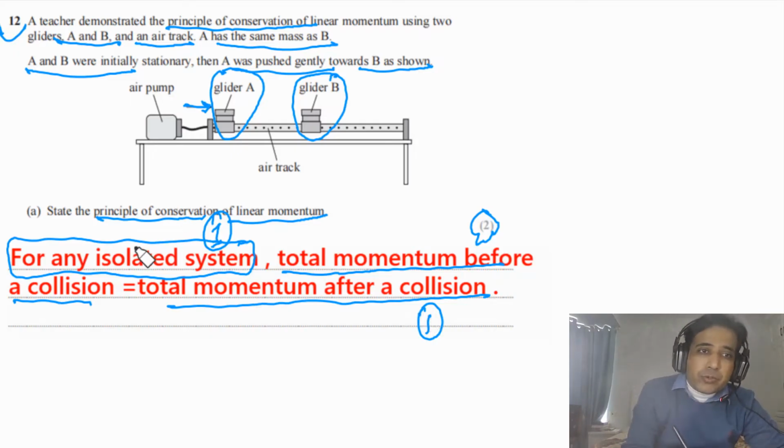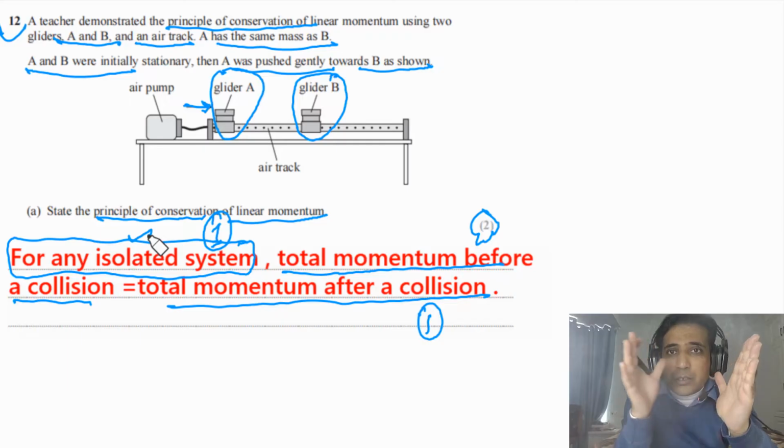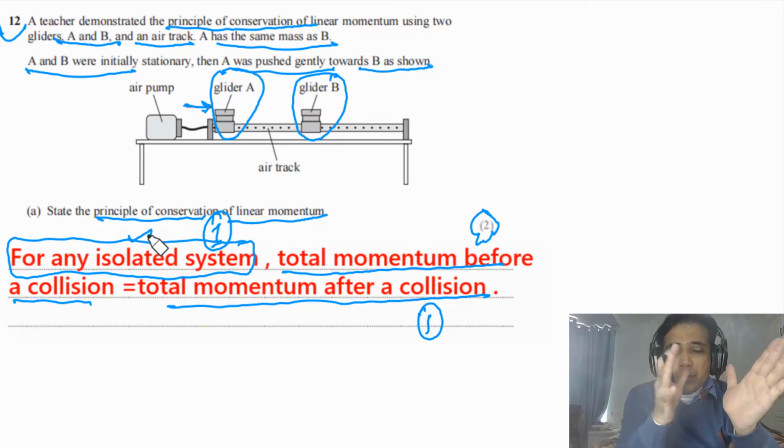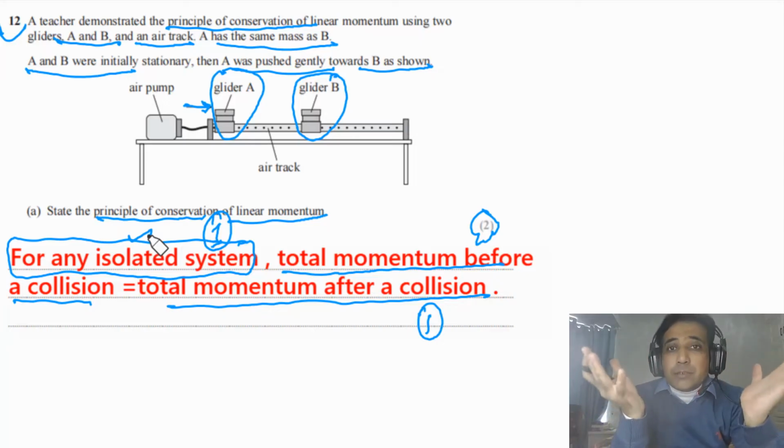So it's very important that you mention isolated system, or you can also say closed system. If you simply write down for a system, total momentum before a collision is equal to total momentum after a collision, that is not right. Your system has to be an isolated system, or you can say if no net external force is acting on the system, then total momentum is conserved. So this is how you can answer.